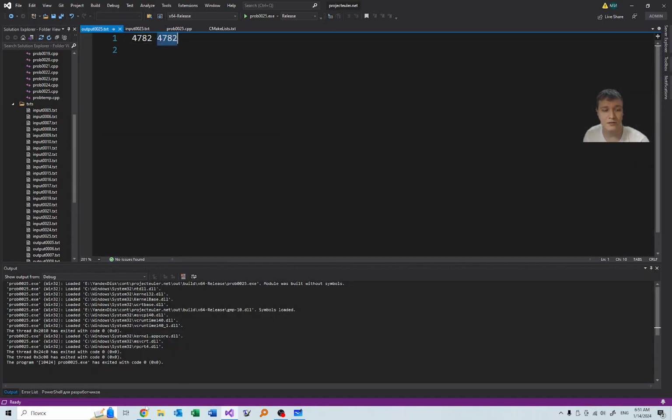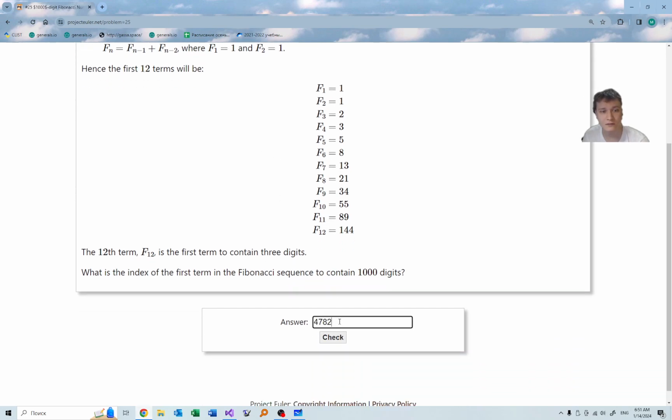So there are 2 solutions, with or without arbitrary precision arithmetic.